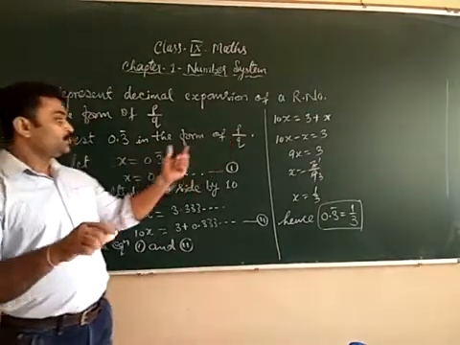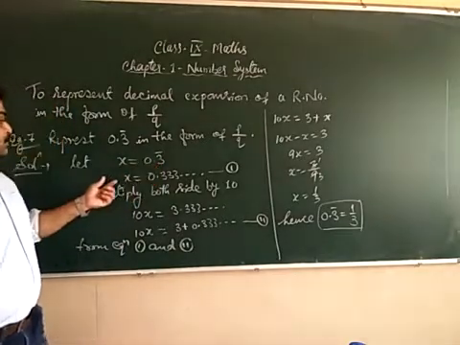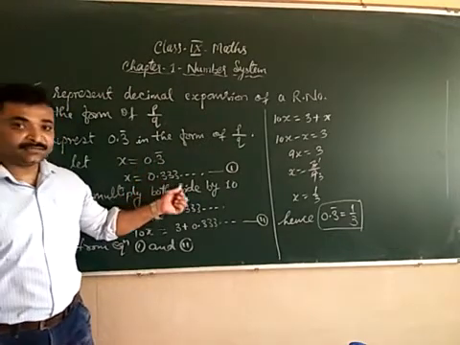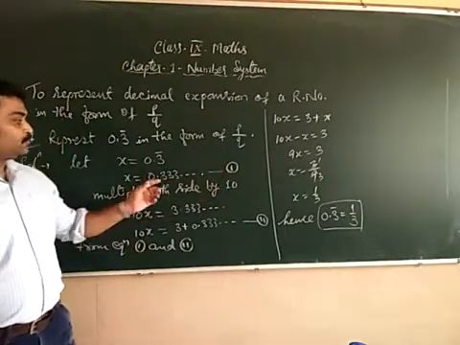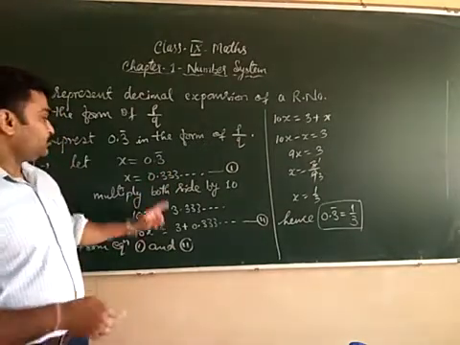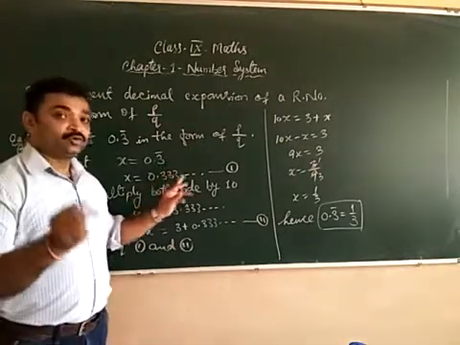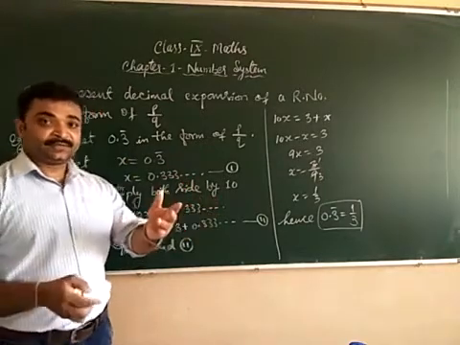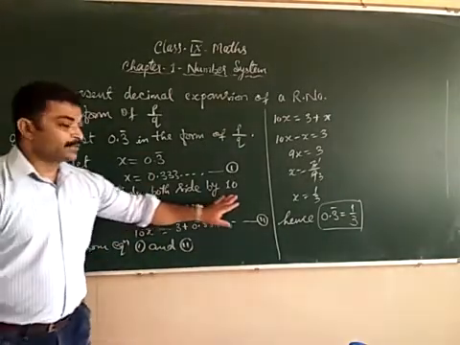It was our question. So first of all, we have to take x is equal to 0.3 bar. So here we can write 0.3 bar as 0.333. This is our equation number 1. Now we can see here only one digit is repeating. Therefore, we will multiply both sides by 10. If two digits are repeating, then we multiply by 100. If three digits are repeating, then we will multiply by 1000. So multiply both sides by 10.